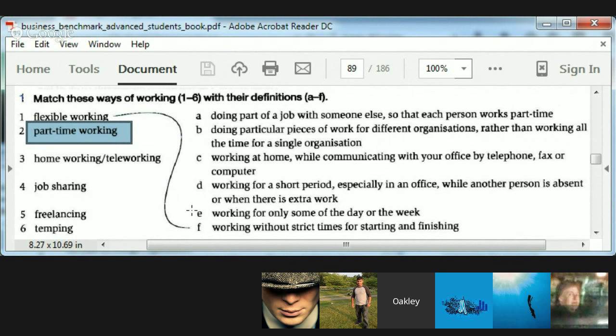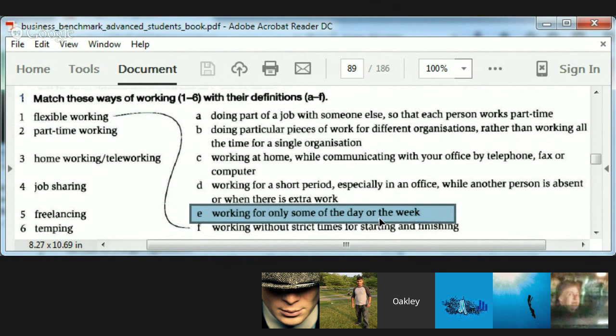Right? So, okay, so it's E. He's working for only some of the day or some of the week? That's right. It's part-time work.